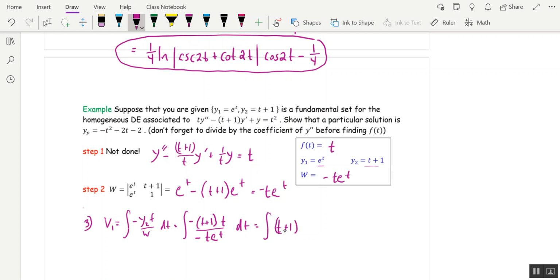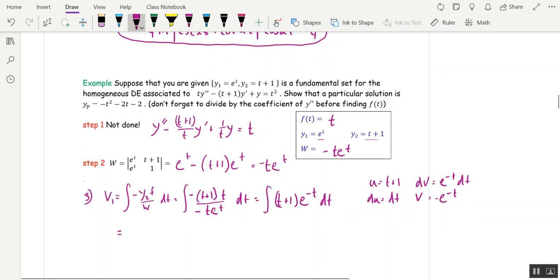And then instead of writing it over e to the t, I'm going to write it as times e to the negative t, because this is going to be integration by parts. It's much easier if I write it like that. So for parts, I'm going to let u equal t plus 1, du is dt, dv will be the exponential term, e to the negative t dt, and v, I integrate to get negative e to the negative t. So remember the formula, it's uv minus the integral of v du.